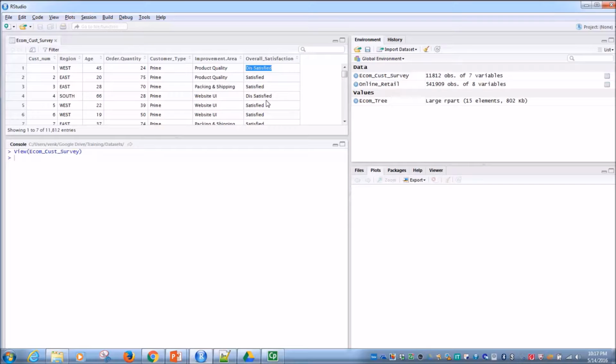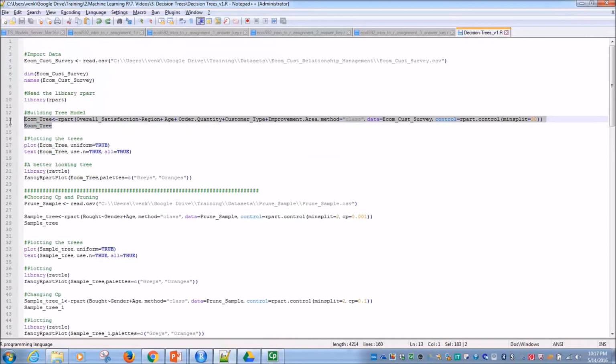Now what are we trying to find? Are the customers who are very much dissatisfied or satisfied mostly from west or east? Are the young customers very satisfied or dissatisfied? Are the customers ordering high or low quantities the ones who are satisfied or dissatisfied? What are the characteristics of the customers who are most frequently dissatisfied, or most likely to be satisfied? That is what we are trying to do by building a decision tree. Here is the code for building a decision tree.